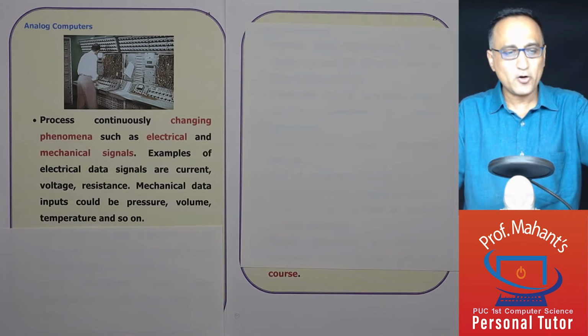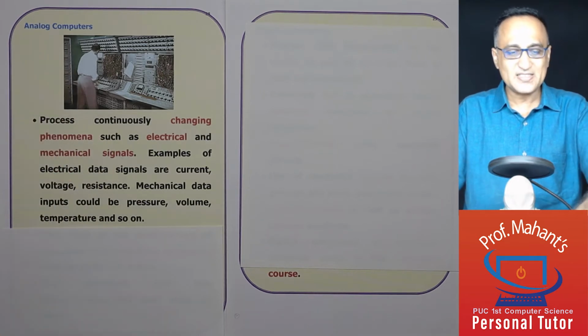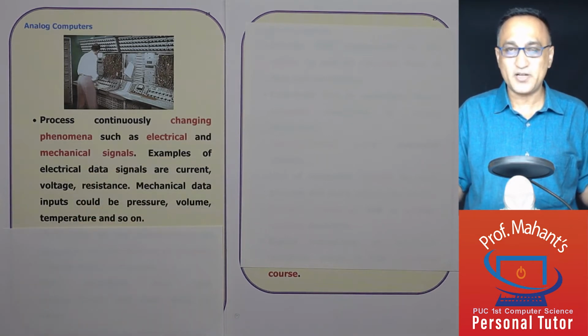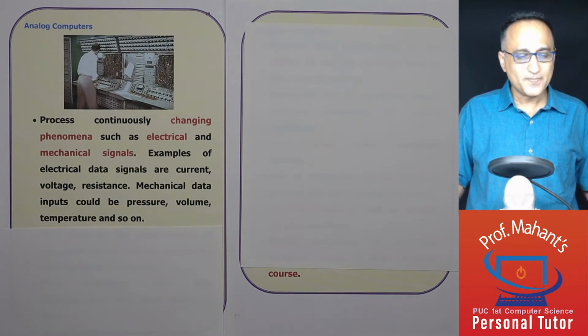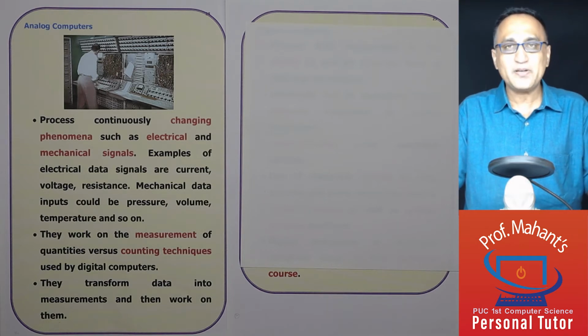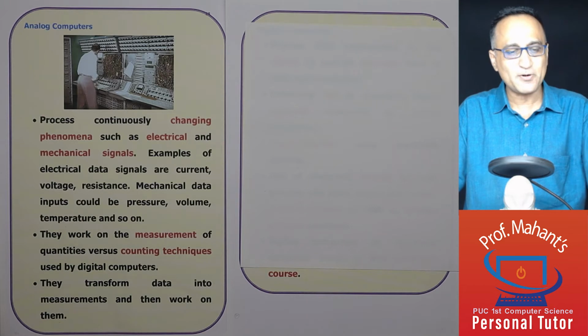As opposed to that, analog computers process continuously changing physical phenomena such as electrical and mechanical signals. Now, what are examples of electrical signals? It could be the voltage, the current, the resistance, and so on. Mechanical data could be your temperature, your pressure, your volume, and so on. So what analog computers do is they measure physical quantities like pressure, temperature, and based on that, they take a corresponding action. For example, if the temperature is more than say 60 degrees, I automatically start my water sprinkler. So this is an example of an analog computer.